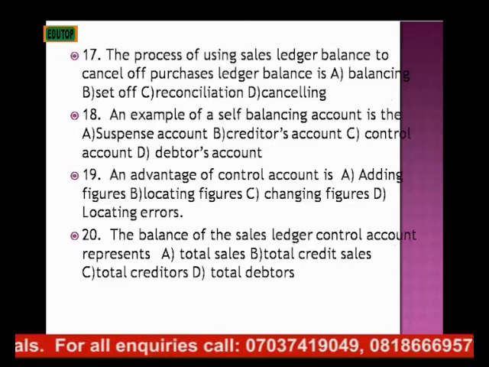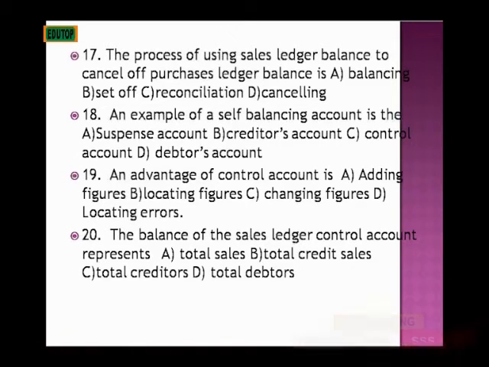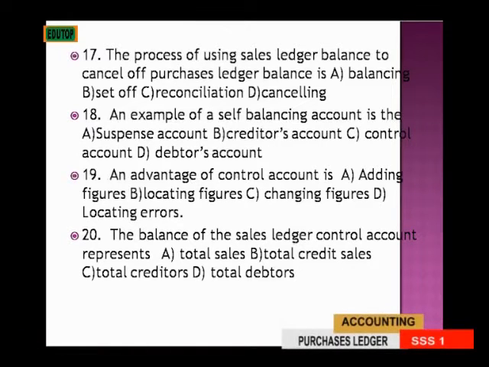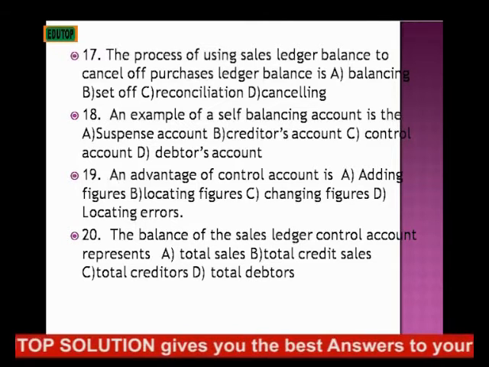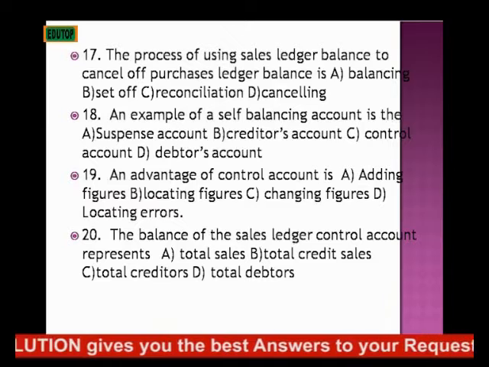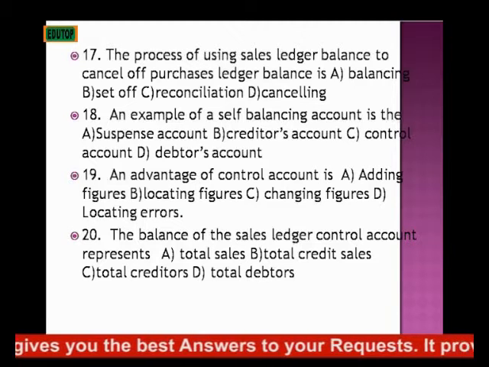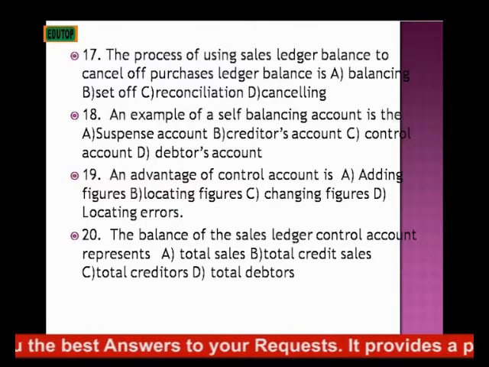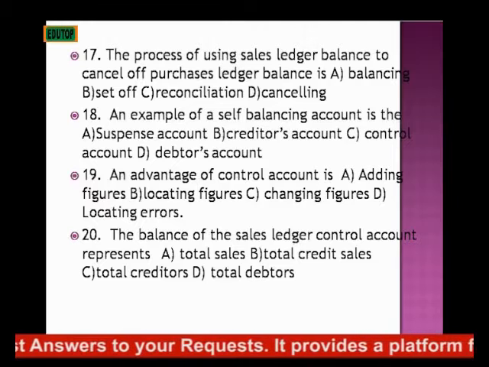The number 17 question says, the process of using sales ledger's balance to cancel off purchase ledger balance is A, balancing; B, set off; C, reconciliation; D, cancelling.